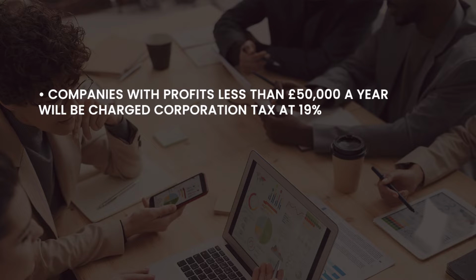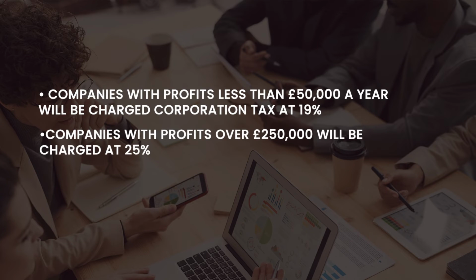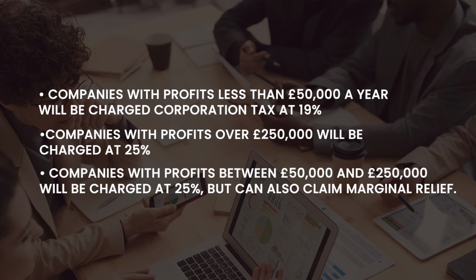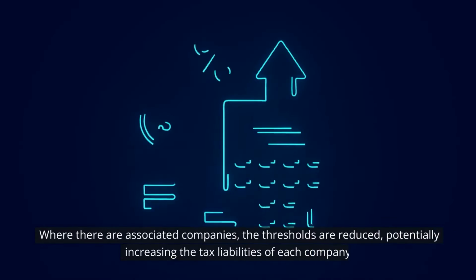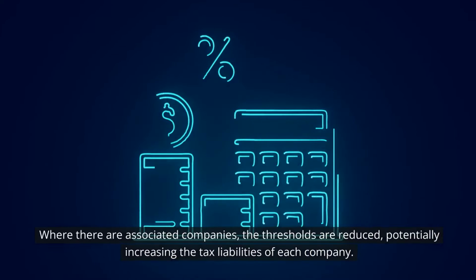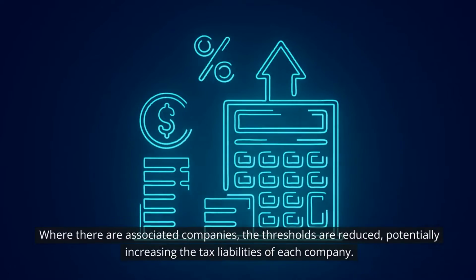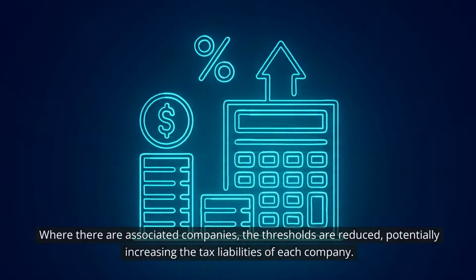Companies with profits less than £50,000 a year will be charged corporation tax at 19%. Companies with profits over £250,000 will be charged at 25%. Companies with profits between £50,000 and £250,000 will be charged at 25%, but can also claim marginal relief. Where there are associated companies, the thresholds are reduced, potentially increasing the tax liabilities of each company.